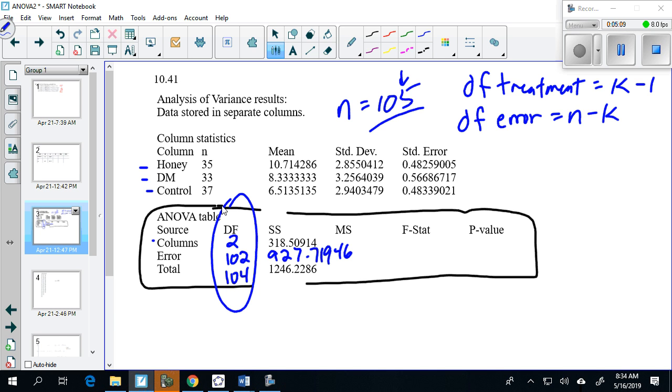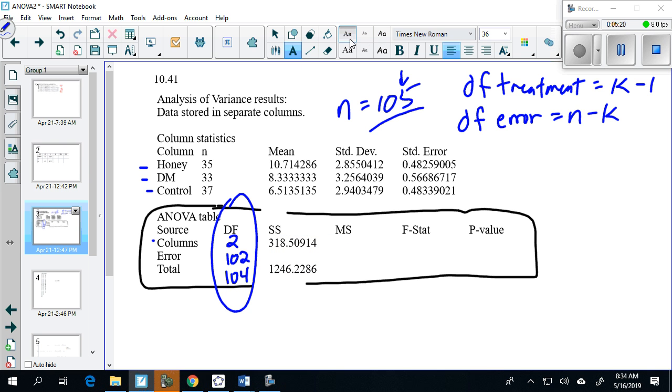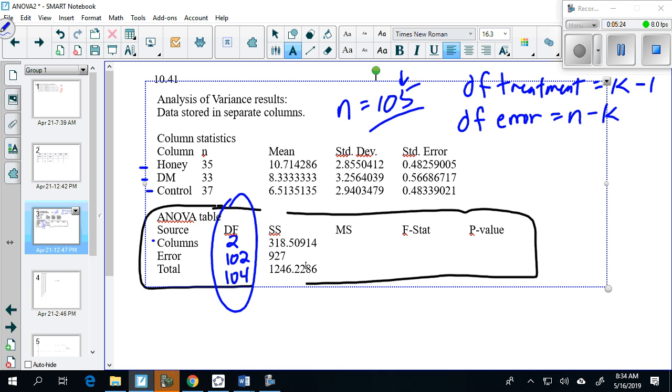Now we've got to do mean squares. How do we do mean squares? We fill in the 927.71946. Now how do we do the mean squares for columns? Sums of squares divided by degrees of freedom. So 318.50914 divided by 2 is 159.25457.